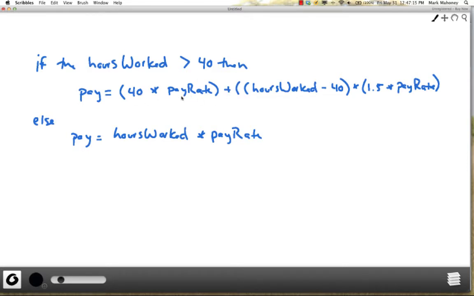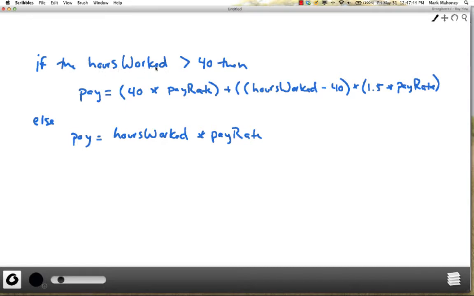Okay, so we're going to take 40 times the pay rate and add to that hours worked minus 40. These are the additional hours over 40. So if somebody worked 50 hours, for example, 50 minus 40 is 10. There's 10 overtime hours. And we can multiply that by 1.5 times the pay rate. So this is time and a half. If we sum those two numbers together, you get a little bit extra for those extra hours over 40 that you worked.